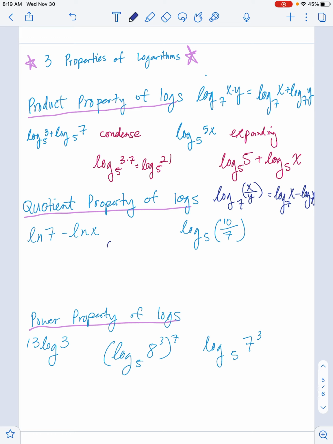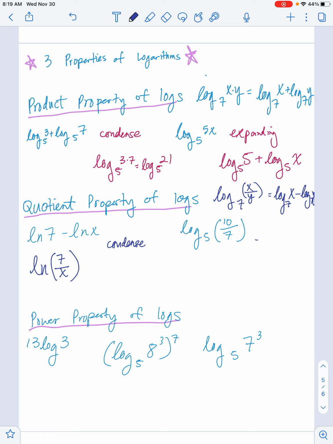So let's try to condense this one down. Now I have two log base e's, or we call them ln's, with the same base of e, and now they are subtracting. So I can condense it down into one ln, and the two values in each of those natural logs are going to be in a division. So it's 7 divided by x. That's how we condense that down. It'll be ln of 7 over x.